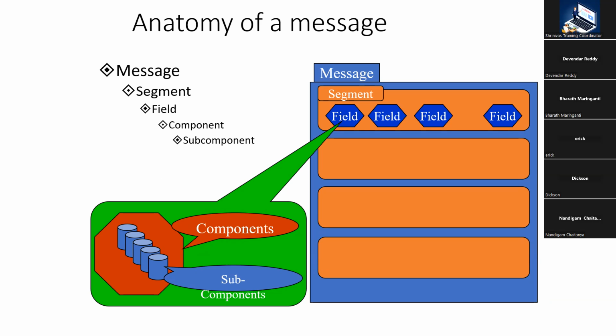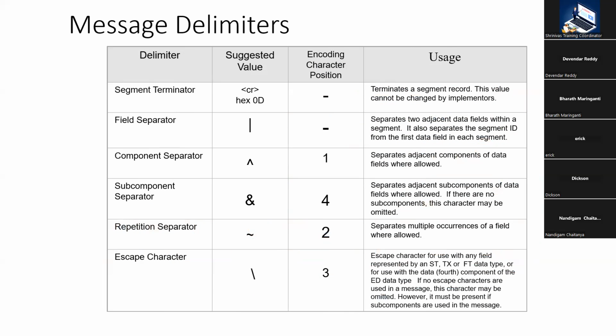Now, before we look at the actual HL7 message, there are a few grammatical syntaxes that we need to be aware of. Even before you start reading an English book, you should be aware of what grammatical syntaxes we have, right? You should know what is a full stop, what is a comma, and so on. Similarly, for an HL7 message, in order for us to read that, we should be aware of what syntaxes we have, right?